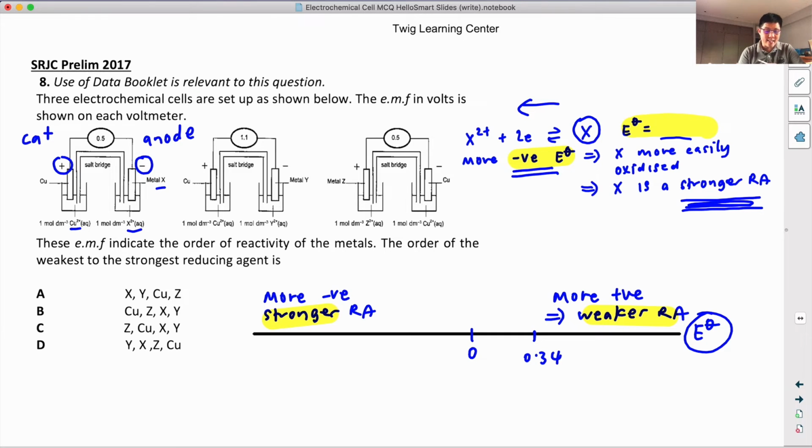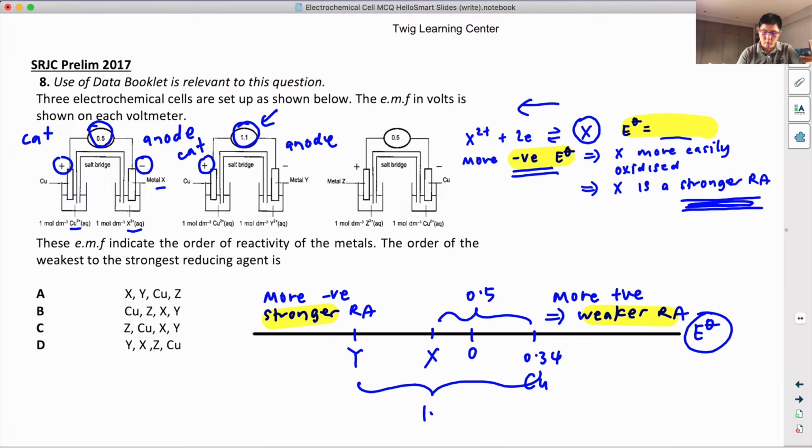So where is X? X is probably the anode. The anode always has the smaller electropotential, so this is where X is. I'm just going to write down X. So this is copper and this side is X. For the next one, this is the cathode and this is the anode, but now the difference is actually 1.1. Just now the difference was 0.5. Now the difference is 1.1, which means metal Y should be somewhere here, because the gap up to here is 1.1 volts.